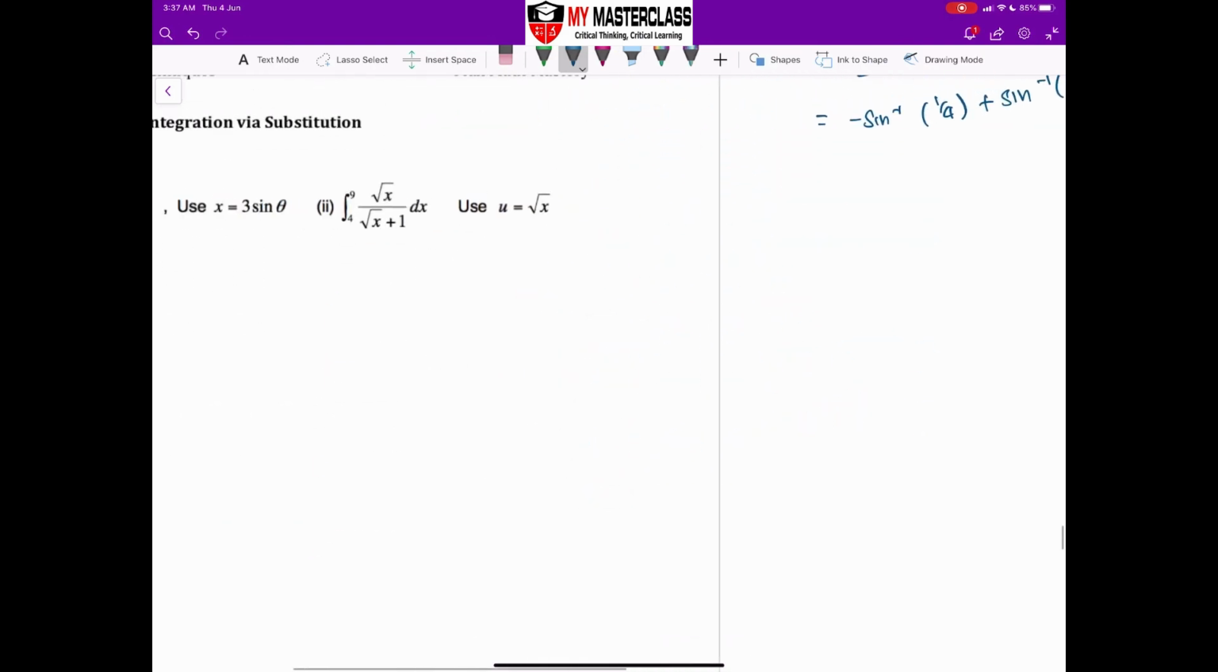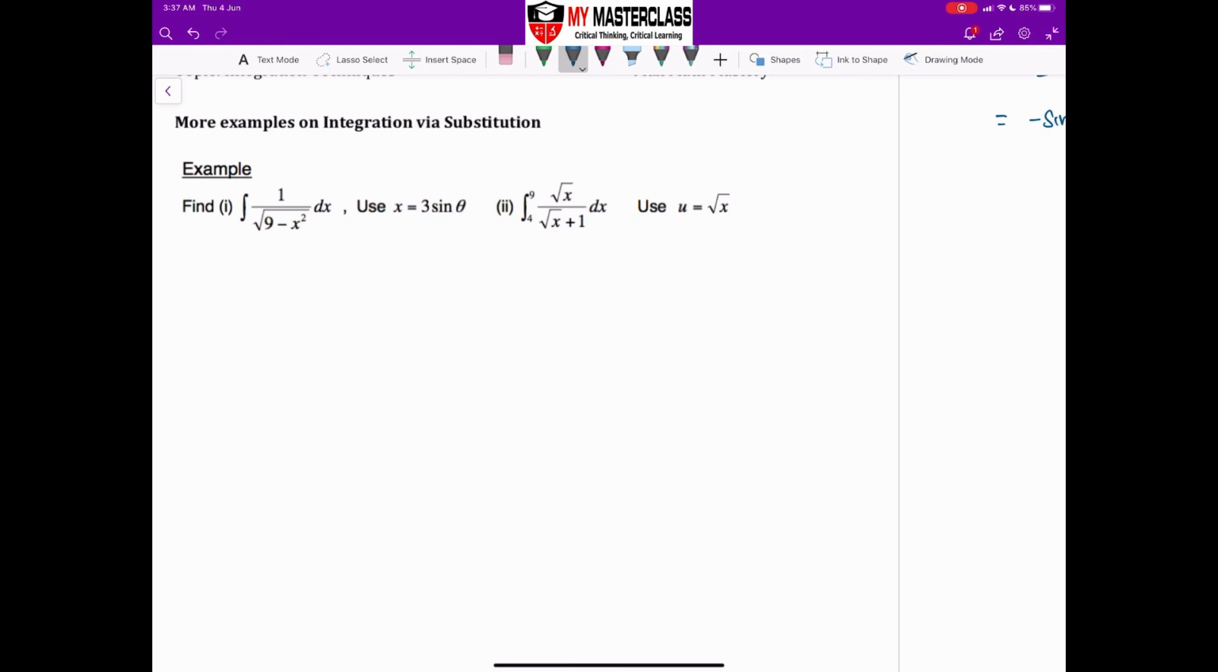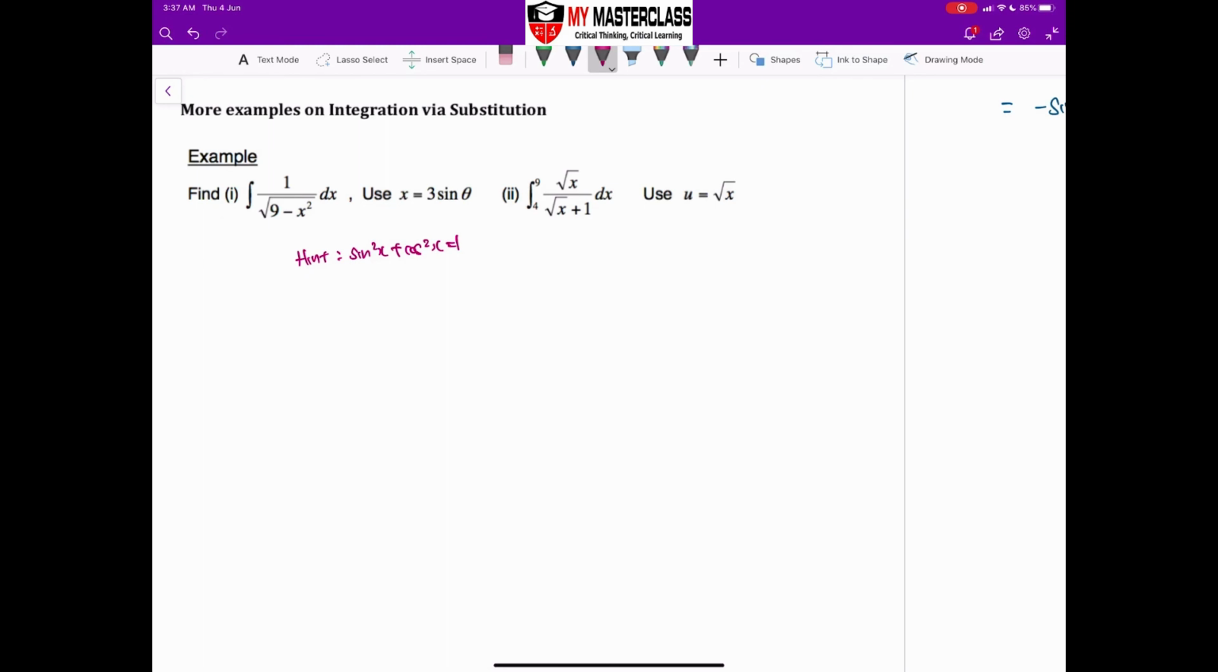Last two, a quick guide to you. You can go ahead and try yourself. A hint for you is that we are going to play with our trigo properties: sine squared x plus cosine squared x equal to 1. Of course, essentially you should derive a formula over here. Your answer is sine inverse of x over 3 plus c.